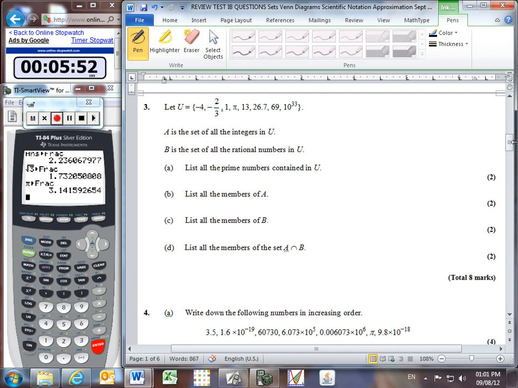Prime numbers. Prime numbers are a subset of the natural numbers because only positive numbers can be considered as prime, and the definition of a prime number is a number with exactly 2 factors. There's exactly only 2 things by which it can be divided, which is always 1 and itself. For this reason, 1 is not a prime number.